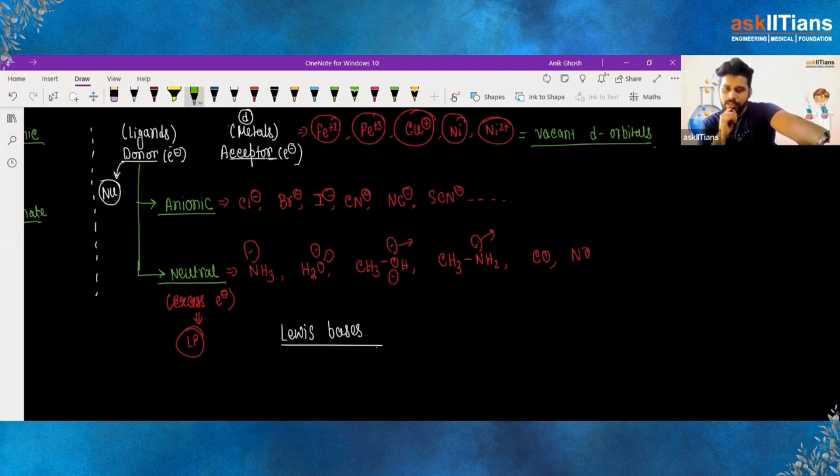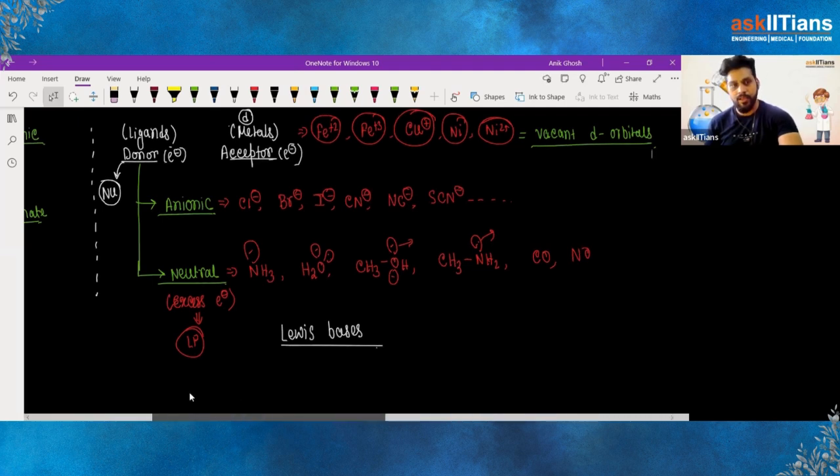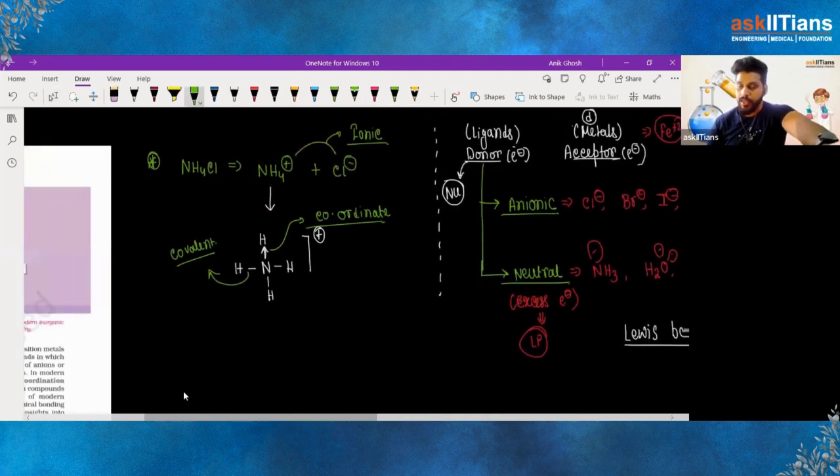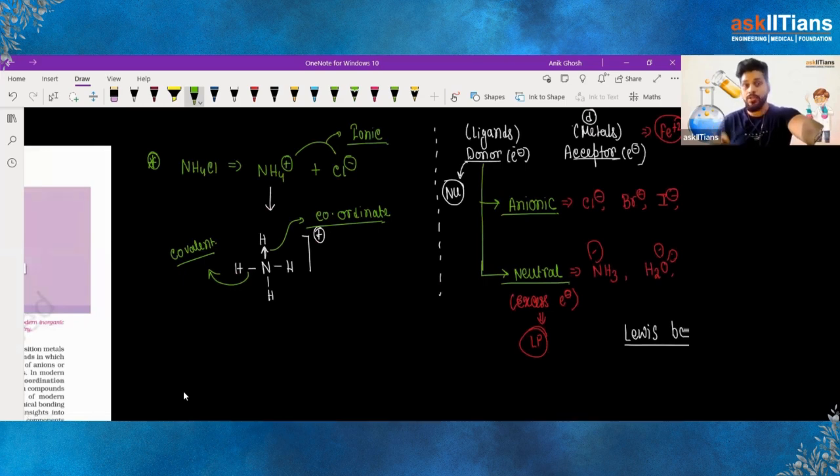But is it only the d-block metals that can make this kind of bonding? Does it always have to be like that? The answer is no. We have just seen an example before we started all this: NH4+. If you notice, guys, this is a similar kind of example. How? Ammonia, you know, is our donor atom, because it has a lone pair of electrons. That's why it's a donor atom.